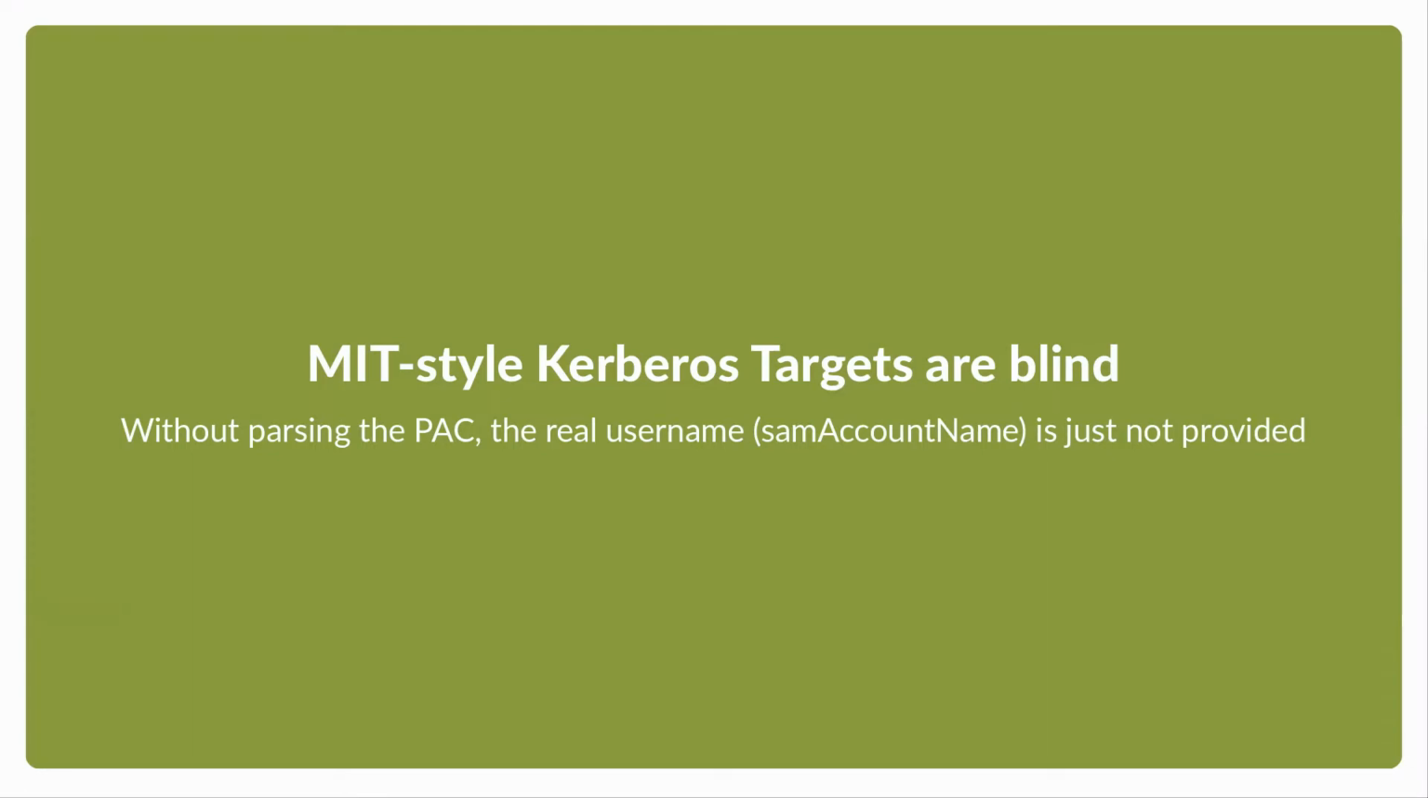And MIT Kerberos targets are blind to all of this going on. Without parsing the PAC, the real username is just not provided. And if the attacker was a help desk user, then there's a problem there too. But I'm particularly concerned about the unprivileged user case. And this is why when we did our release in November, we actually had this extra bit saying, you may wish to create an account called root and admin in your domain to make sure that nobody else can create an account of those names.